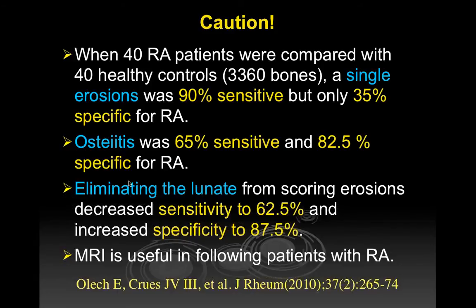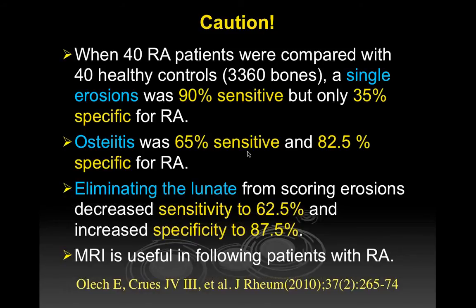This is the study that Eva Olick and I published a couple of years ago. It's really Eva who did all the work. We looked at 40 RA patients and 40 healthy controls. We found that a single erosion was 90% sensitive for rheumatoid arthritis when we used all the clinical information to make the diagnosis, but not very specific, not too big of a surprise.